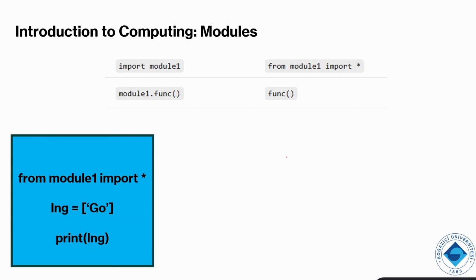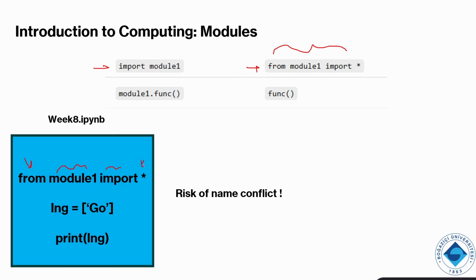Then what is the difference between import module and from module1 import star? Can you say? Here, let's say again, same example. I'm using the second definition, from module1 import star. So I'm taking all variables inside of module1 here.